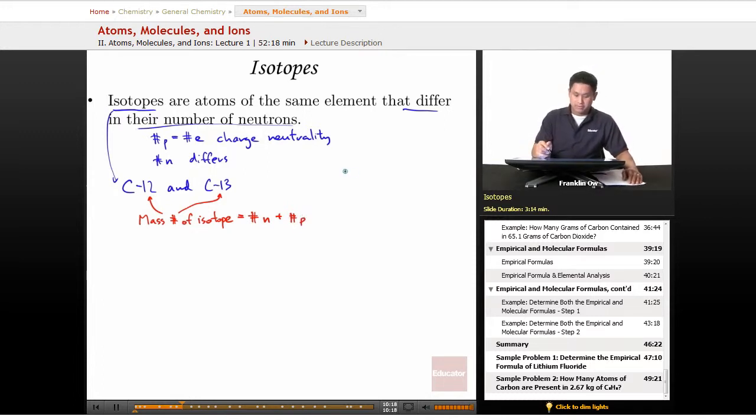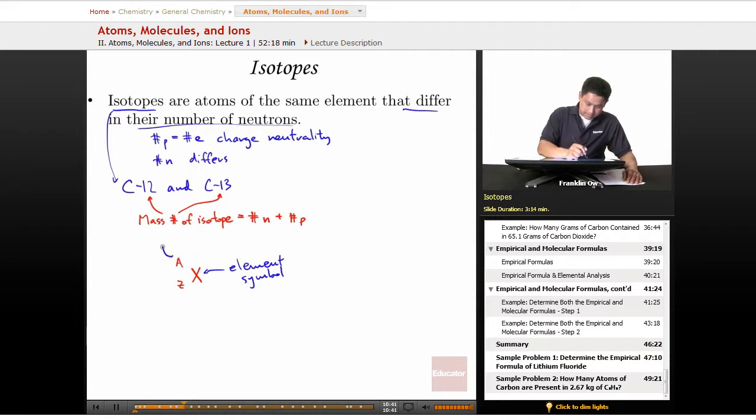And so when we write an isotope in a specific format, it's always going to have the following design. Okay, element symbol X, A on top, and Z on the bottom as a subscript. Okay, so X is simply your element symbol. A is your mass number, and Z is simply your atomic number. And the atomic number is strictly equal to the number of protons of the element.